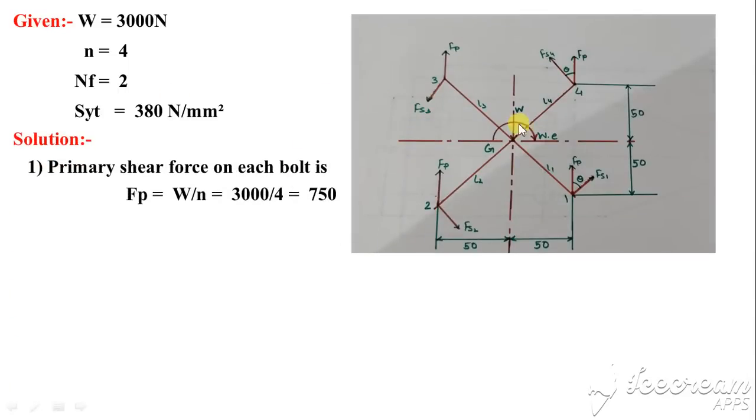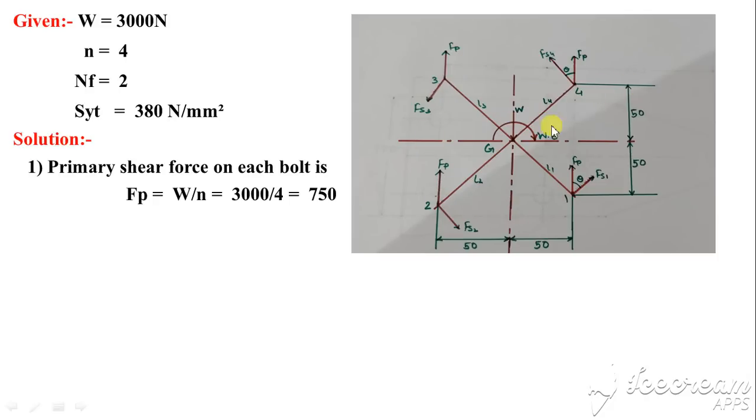So let's consider the CG of the bolt system is here, transferring the total load W, which will create a primary force on each bolt as it's vertically downward. So primary forces will be vertically upward at each bolt. Let's say 1, 2, 3 and 4. So Fp 1, 2, 3, 4 as F. So Fp will be vertically upward.